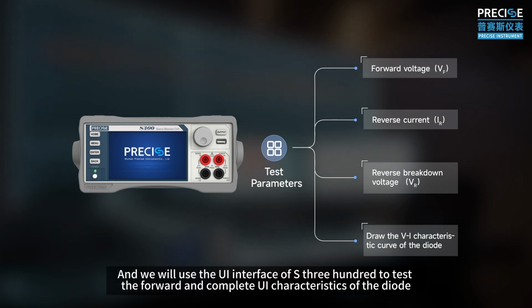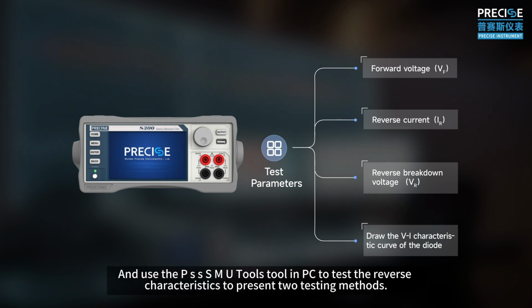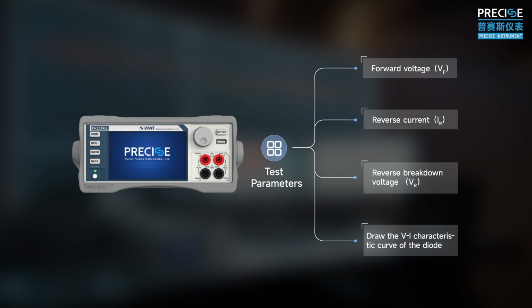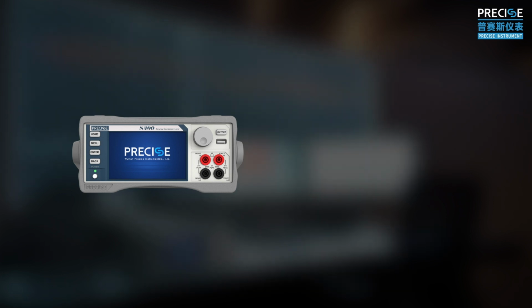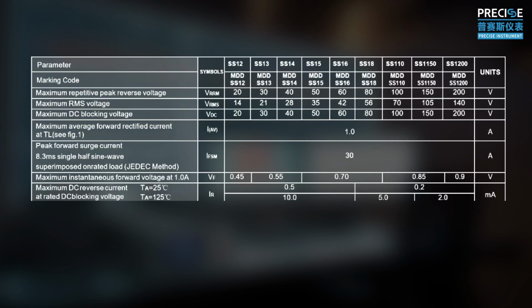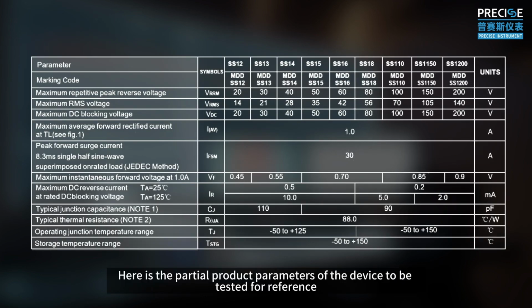And we will use the UI interface of the S300 to test the forward and complete UI characteristics of the diode. And use the PSSSMU tools on the PC to test the reverse characteristics to present the testing methods. Here are the partial product parameters of the device to be tested for reference.